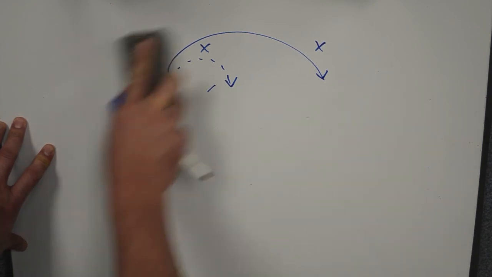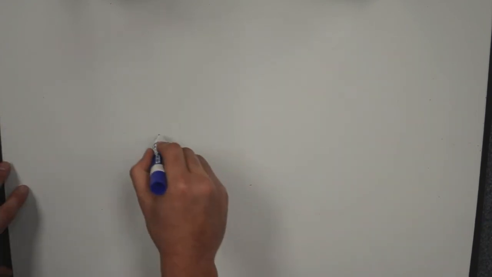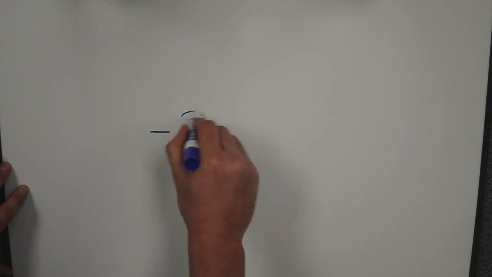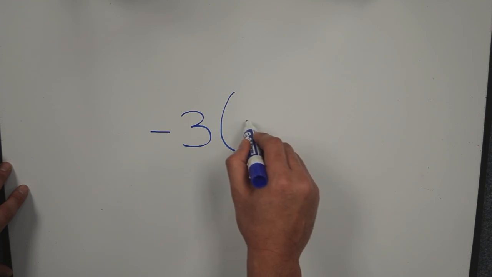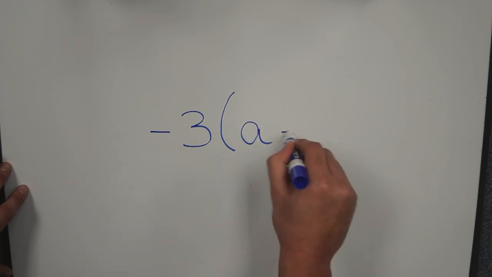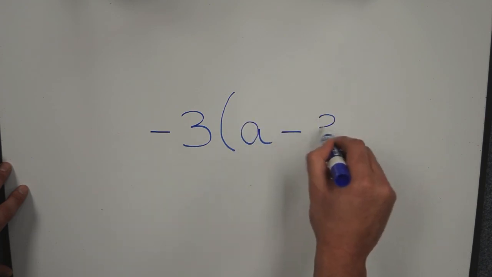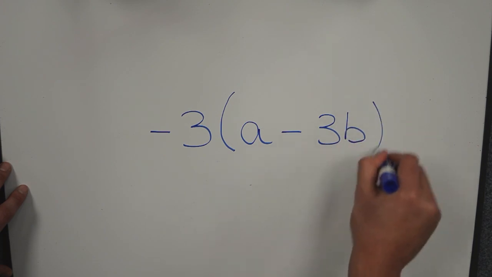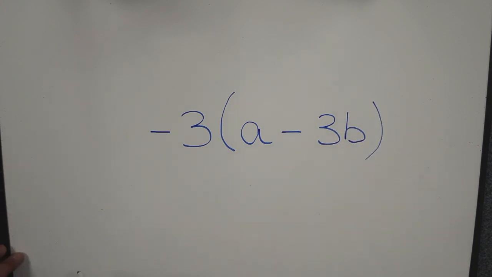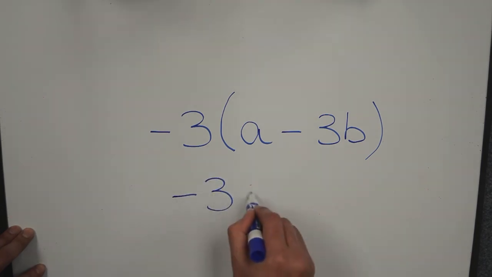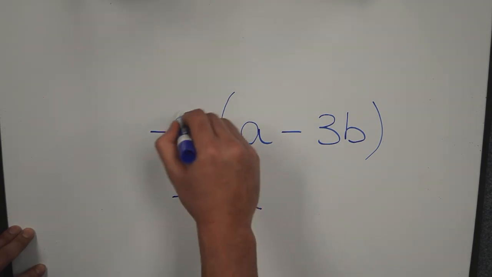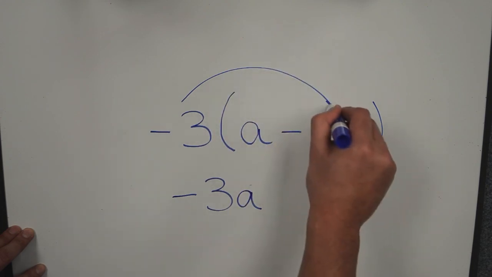Okay, we're going to try one more here, just to make sure that you have it. So this time I'm going to put a negative number out front, -3. Let's see here, we'll go a, and then I'm going to go minus 3b there. Okay. So this time, again, very same thing. This time I'm not going to draw the arrows. -3 times a. Okay, I'll draw the arrows.